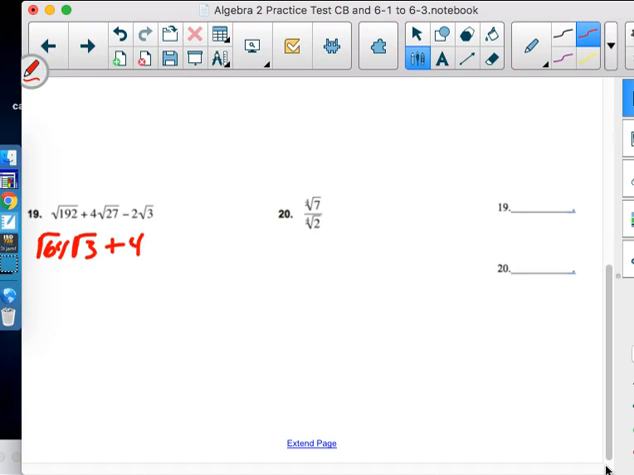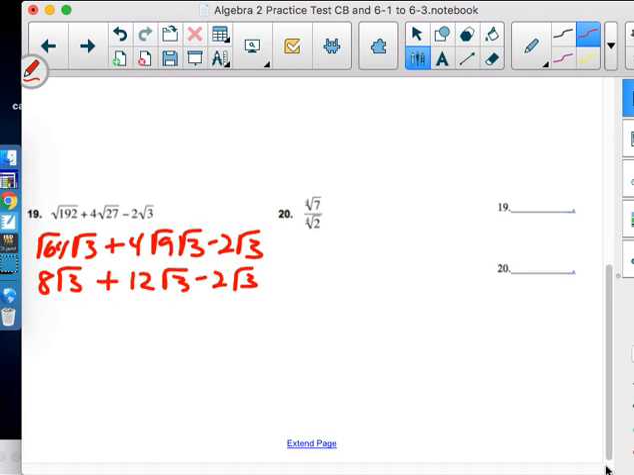3 going into 27? How many times? Well, now we're going to be able to do this because this is 8. And this will be 4 times 3, which is 12. So if we have 8 of them and we add 12 of them, how many do we have? 20. Now subtract 2. 18. So we had to simplify first, then we could put them together. Then we can combine like terms.